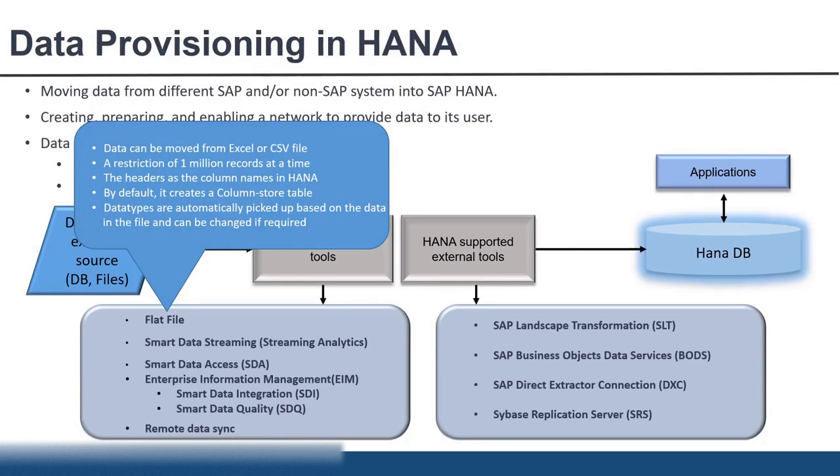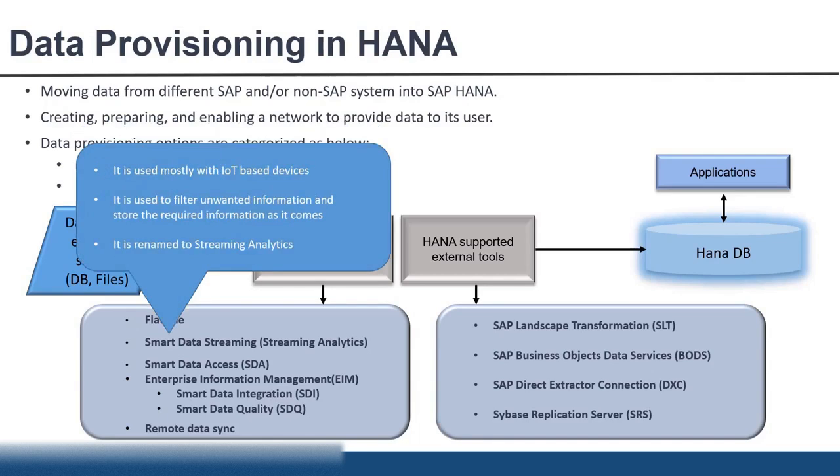If you have created headers for your data in the Excel sheet, then those headers will be treated as column names in HANA. And by default, the system will create a column store table in the HANA database. The data types which you are using in the Excel sheet, the same data types will be picked up in the HANA database. However, you can change it later.